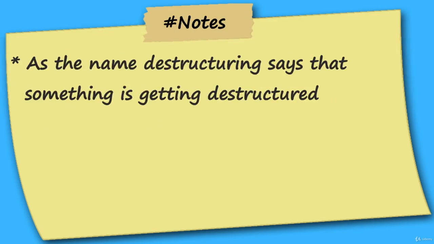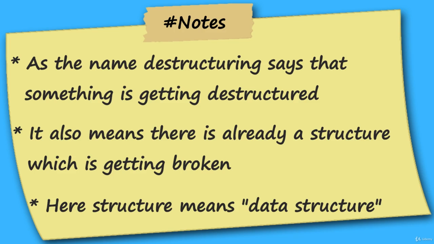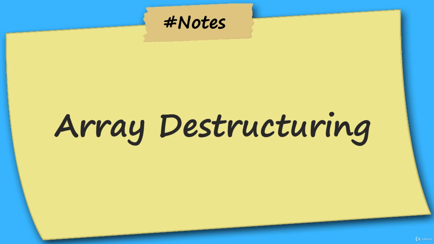As the name destructuring says, something is getting destructured. It also means there is already a structure which is getting broken. When I say structure, it means the data structure. So destructuring is a concept of breaking a data structure like an array or object literal into data pieces, or in other words, individual variables. In this section, we are discussing array destructuring. For object literal destructuring, you can check the OJS section.